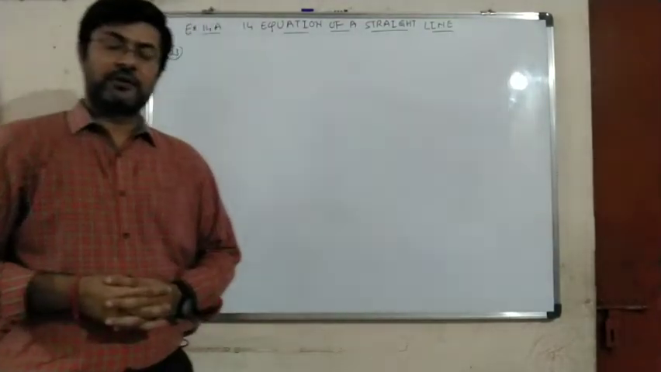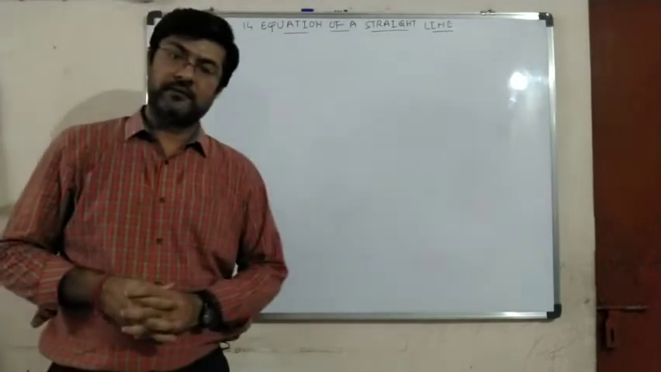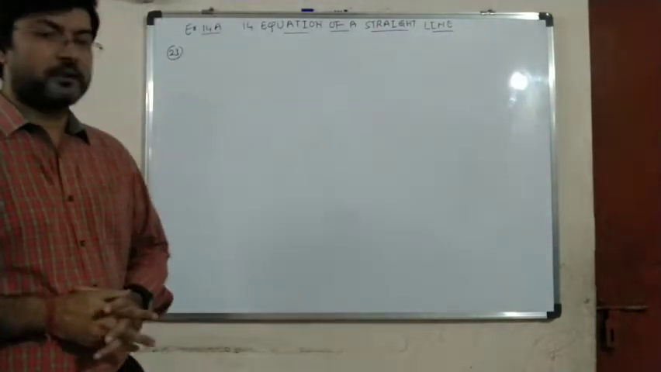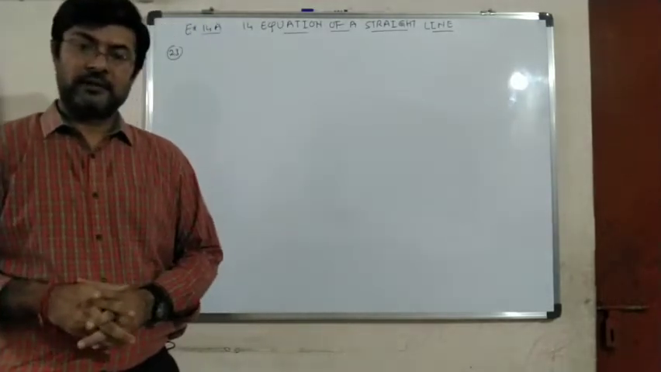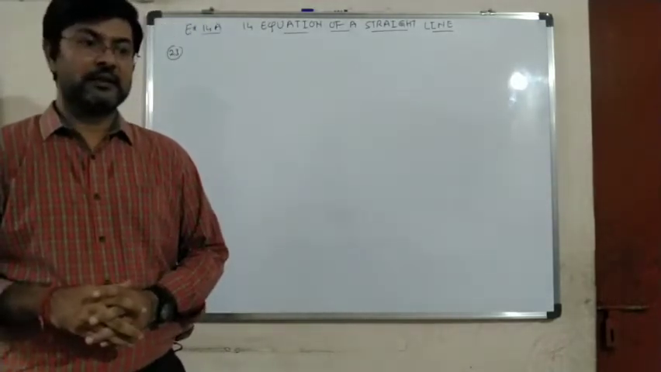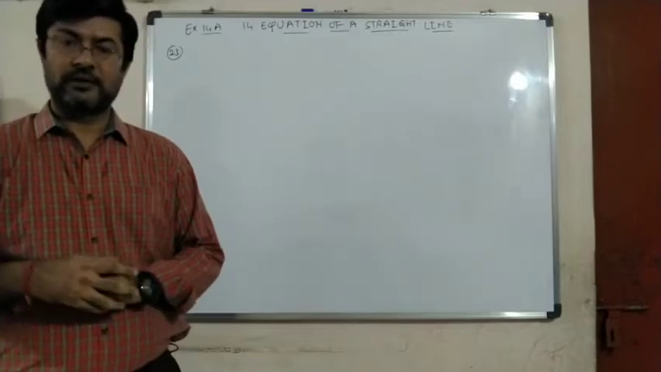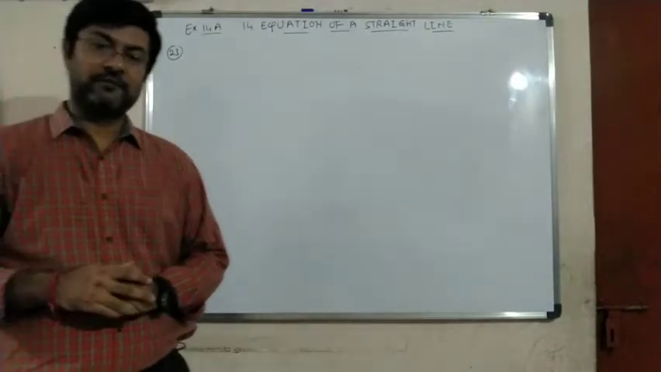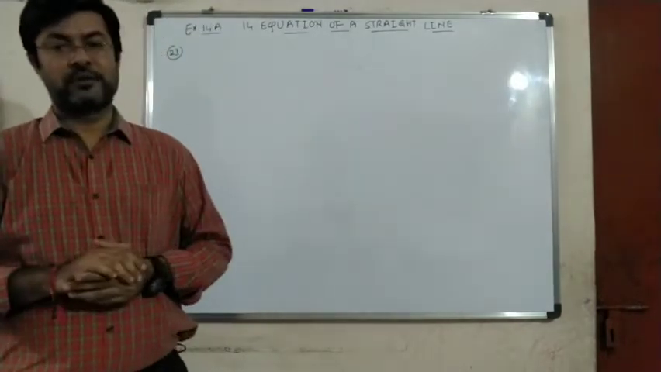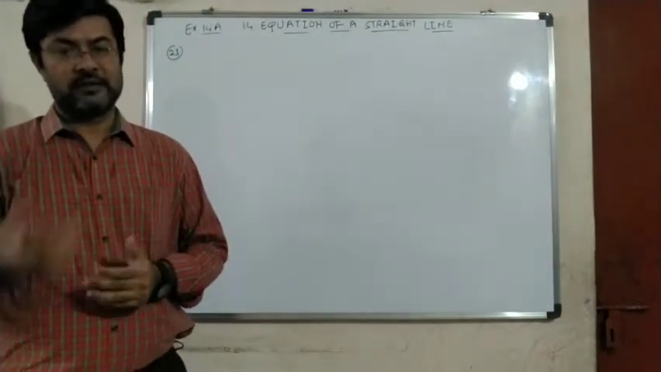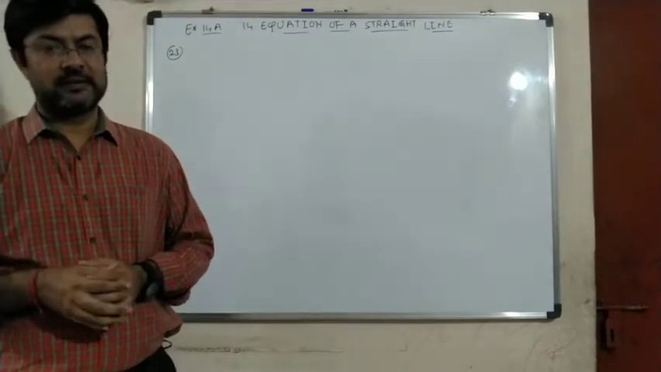Hello friends, you are watching ICSE Mathematics and we are solving the exercise of chapter number 14, equation of a straight line. We have completed exercise 14a but by mistake one question, question number 23, was left in the last lecture. So let us complete that question first and then we will start the second exercise, that is 14b exercise.